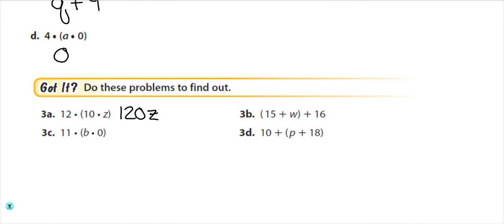3b, we have 15 plus w plus 16. 15 plus 16 makes 21. No, 31, sorry. And then w, so w plus 31. Remember, when it's adding and subtracting, the variable goes first. When you multiply, the variable goes in the back. Okay? 3c, we have something times 0, so that's just 0.